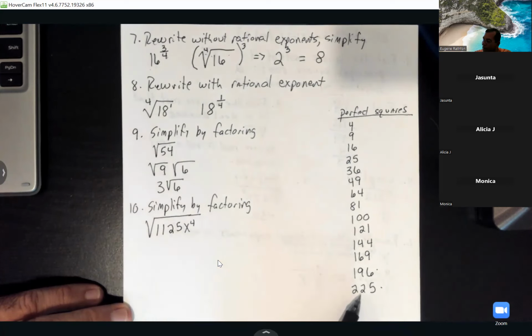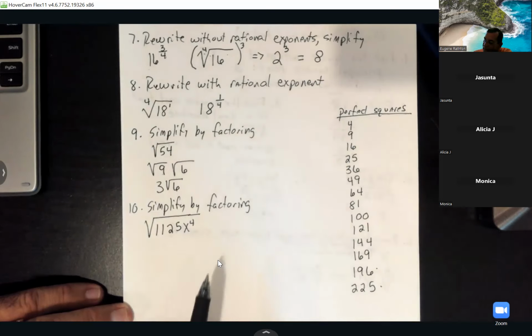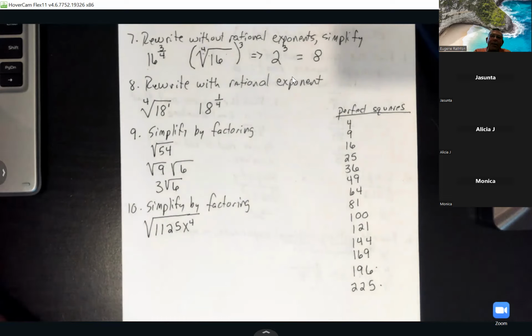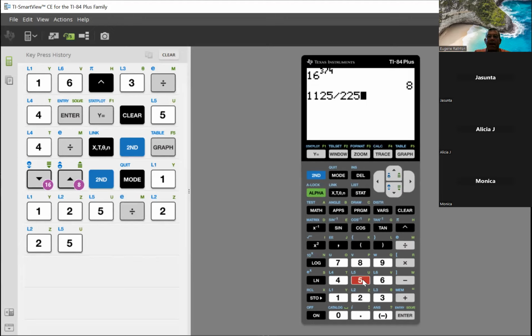So I'm going to see if that 225 is a factor of 1,125. If it's not, then I'm going to check 25 up here. Since that ends in a 5, it's got to be one of those two numbers. So I'll go to my calculator and see if it'll divide by 225. We have 1,125 divided by 225, and when I hit enter, I get a 5. That tells me that 5 times 225 equals 1,125.